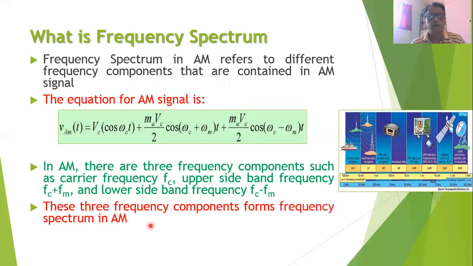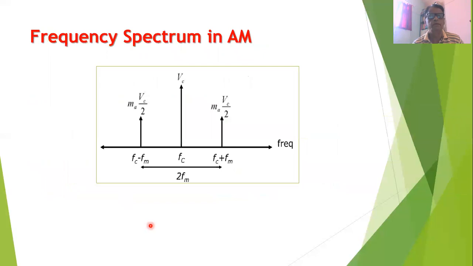These three frequency components form the frequency spectrum in amplitude modulation. Now let us draw the frequency spectrum curve in AM. On the x-axis, I will take the frequency. On the y-axis, we will take the amplitude. The central frequency is the carrier frequency fc, of which the amplitude is Vc.